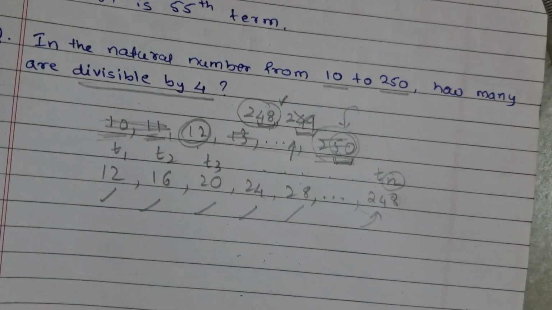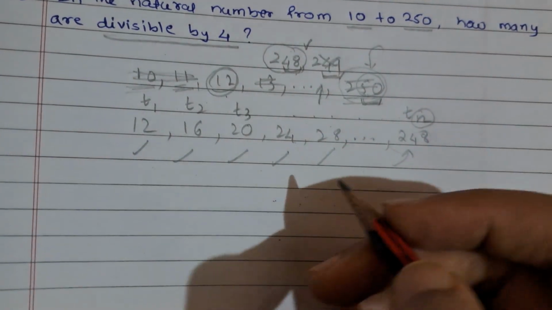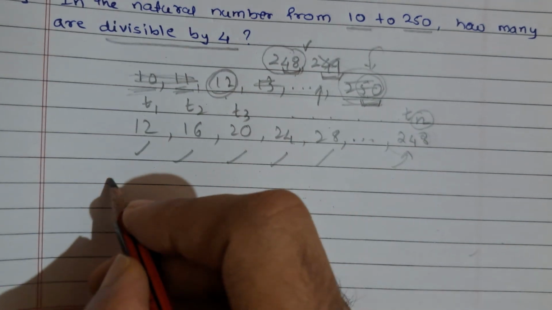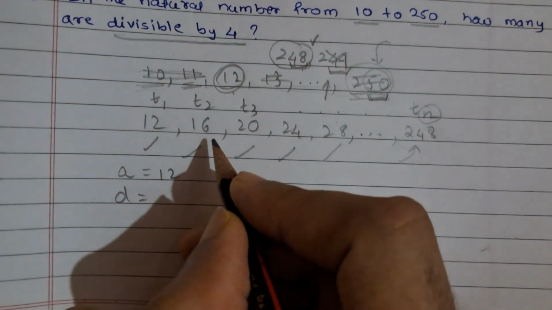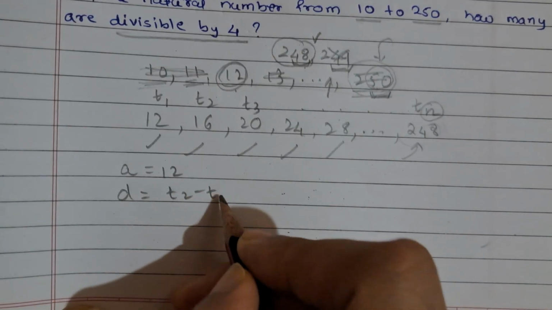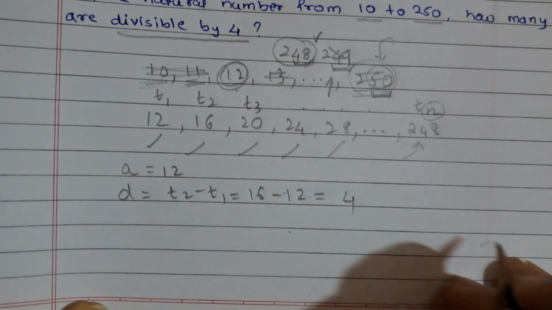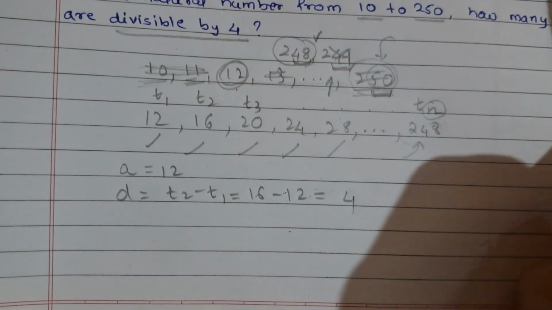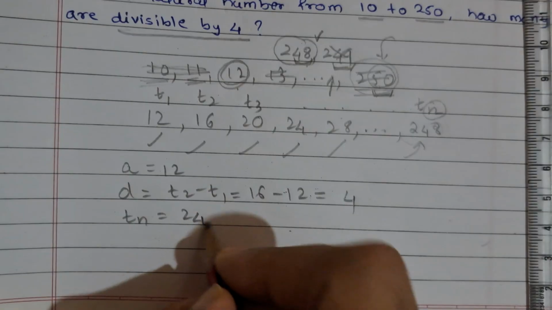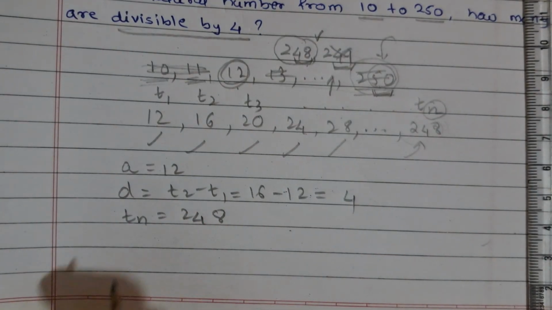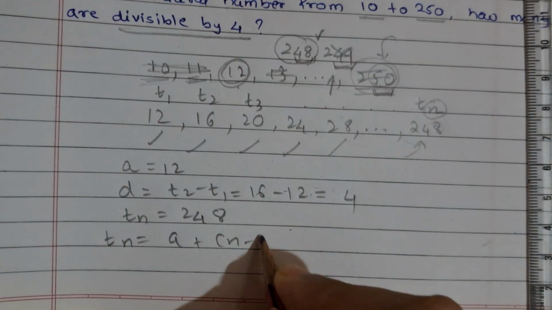Can you give it a try for this sum? I will just give you a kickstart on how you have to start the sum, just like we did in the previous sums. You will say your A is 12 in this sum. Your difference D is nothing else but T2 minus T1. In this case, it is 16 minus 12, which is 4. And you do know what your Tn is. What is the last value over here? Tn is 248. So what do you have to start with? You have to start with Tn's formula, which is A plus n minus 1 into D.